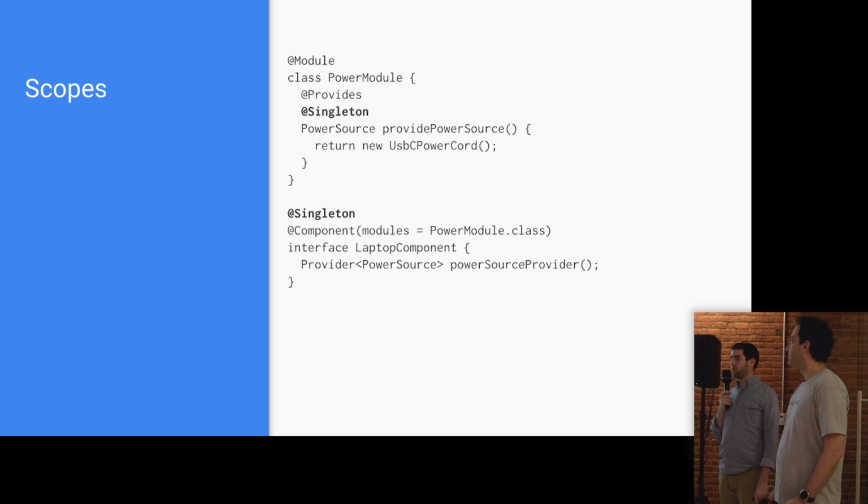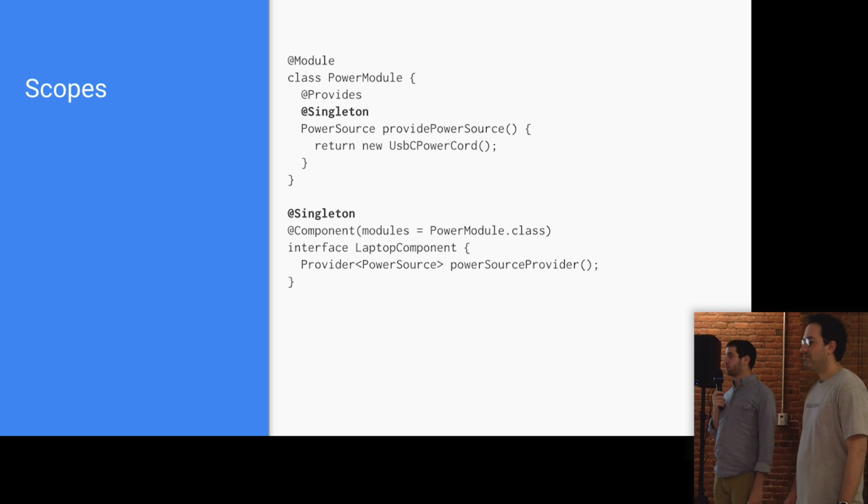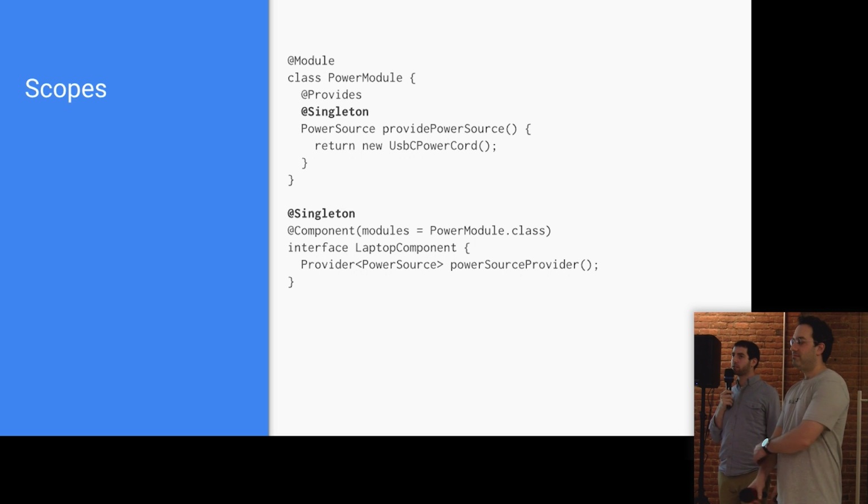Great. So let's talk about scopes. When you provide objects, most of the time you want to give a new instance every time that object is requested. But sometimes you want to specify that whenever you request that object, you want to get that same instance. So on the provide side, you can give a scope. Here we gave singleton, but you can give sort of subscopes, which we won't talk about so much. And then you apply that same scope annotation to the component.